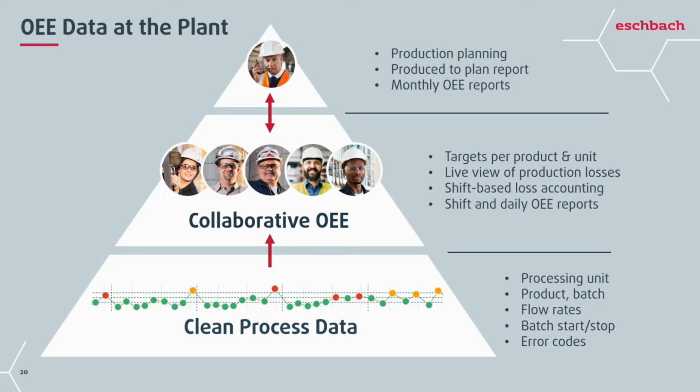And then on top of that, we have the plant management layer. They would receive a monthly OEE report, which can be an extract from the collaborative OEE layer. And where such information then also is blended with my production planning so that I can get out something like a produced to plan report, which Thea also mentioned earlier.